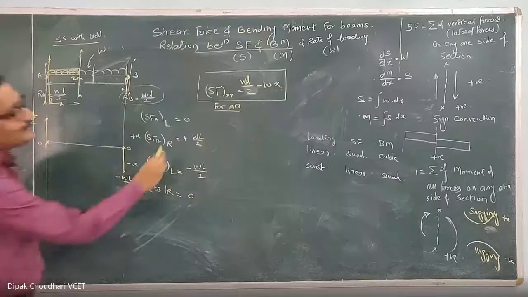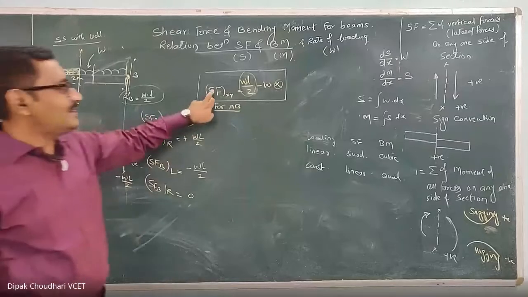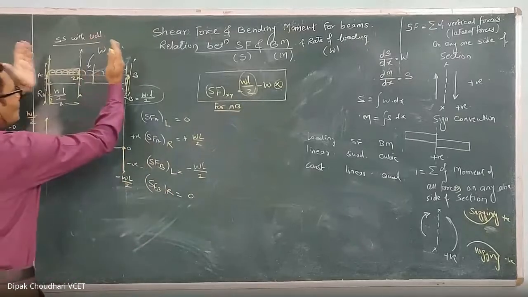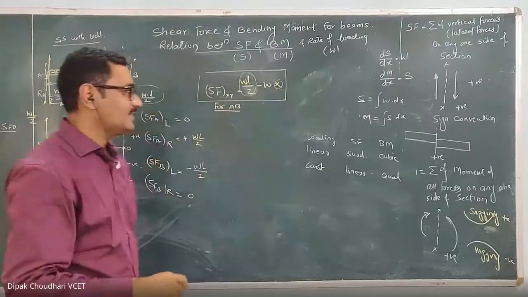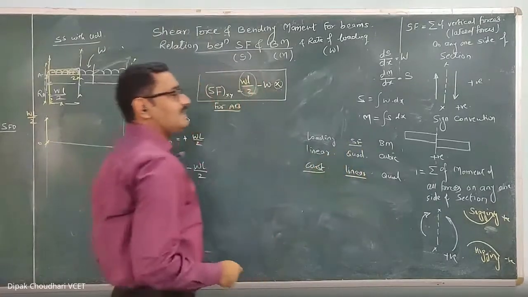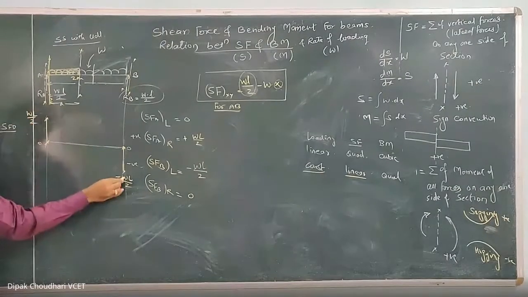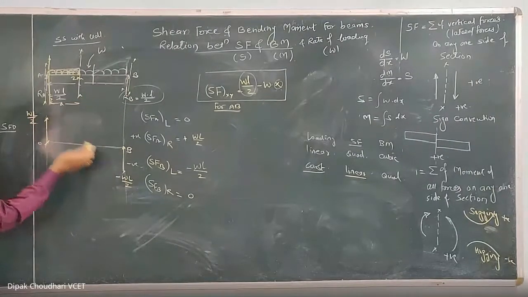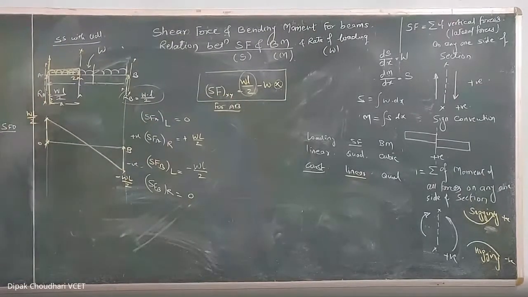Now we observe that this equation is a linear equation. This is constant, but this equation is linear in terms of x. So from this we can conclude that whenever there is a UDL, the corresponding shear force diagram is a linear variation. Whenever the loading is constant, the shear force diagram is linear. It means I know one point at A and one point at B, and between A and B the shear force varies linearly. It's a linear variation.